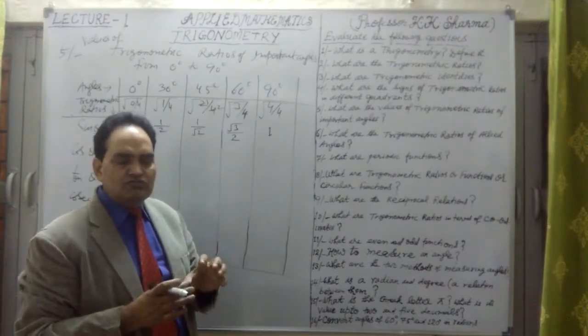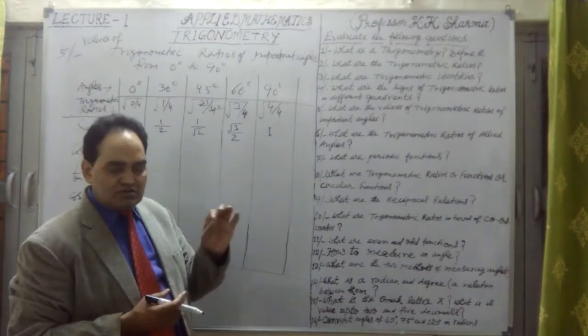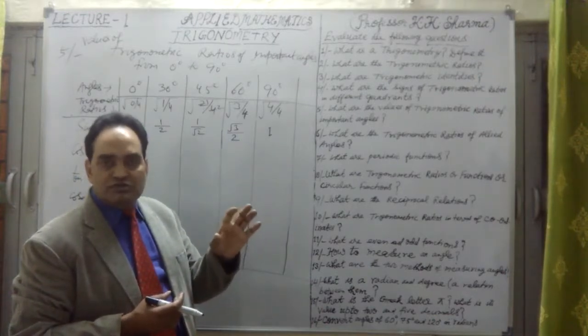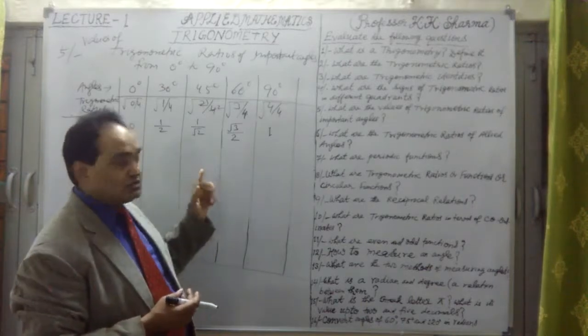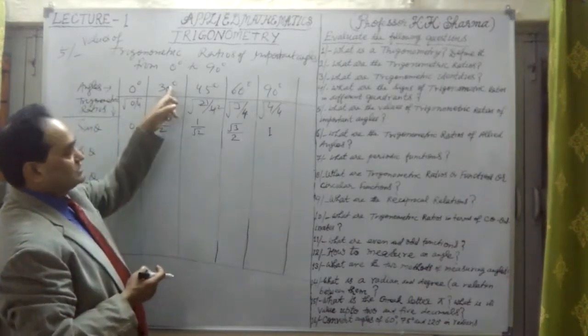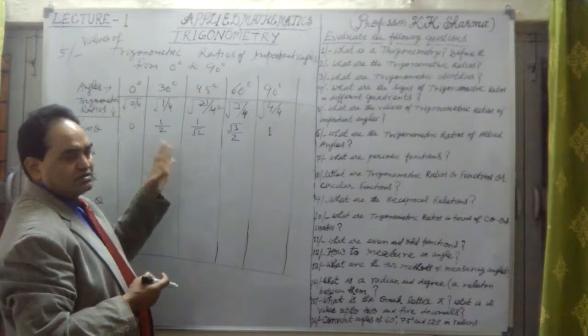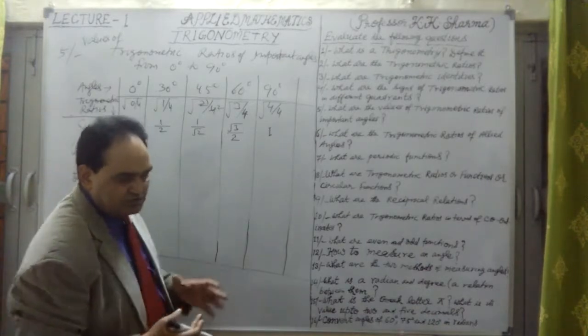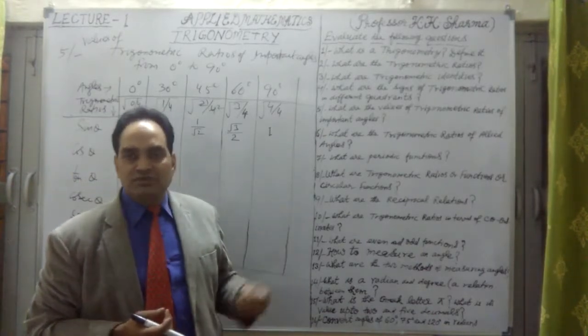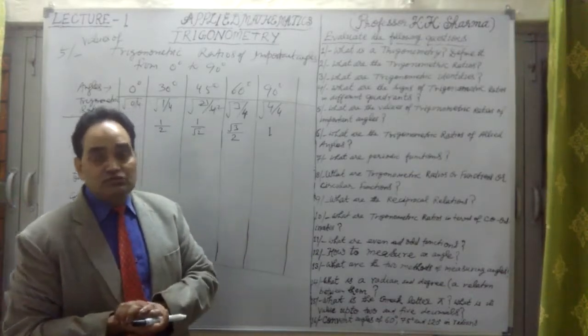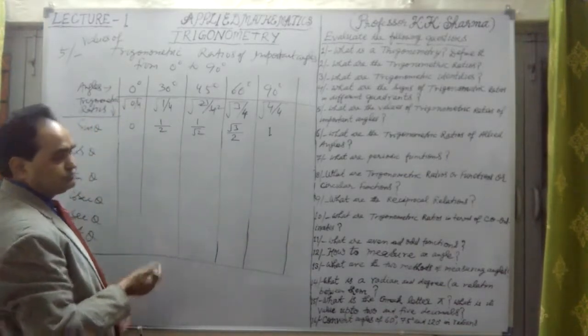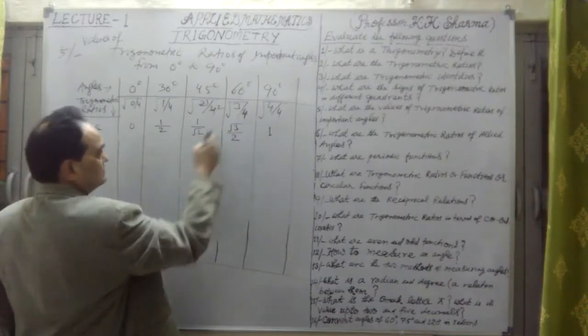Just calculate the value for the sine angle. The trigonometric ratio sine. First is sine: sine 0 degree is 0, sine 30 degree, just remember that. After that, when we are solving questions, remember these values so that we can find out different values of the trigonometric ratios. So the value of sine is just remembered like this.